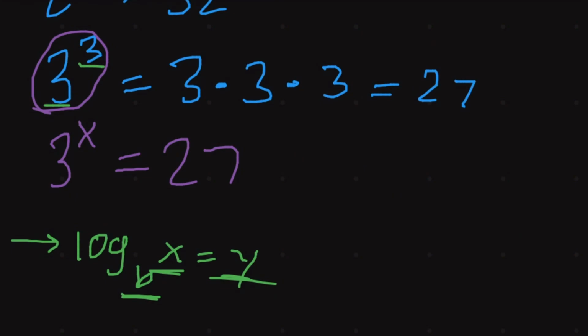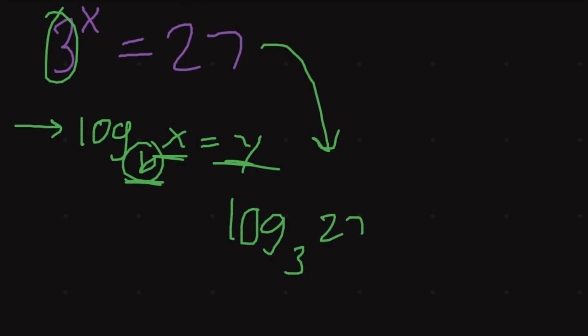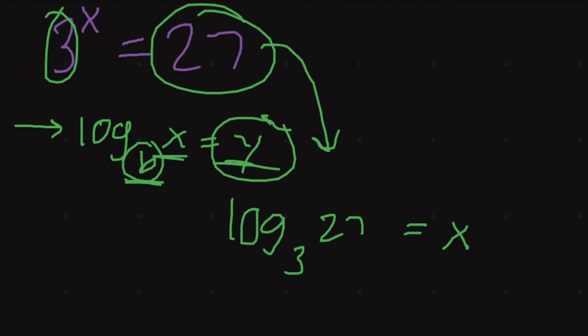So taking this same problem, we would represent this as log 3 of 27 equals x. 3 is our base, in both cases, 27 is the output, and x is going to be our exponent.